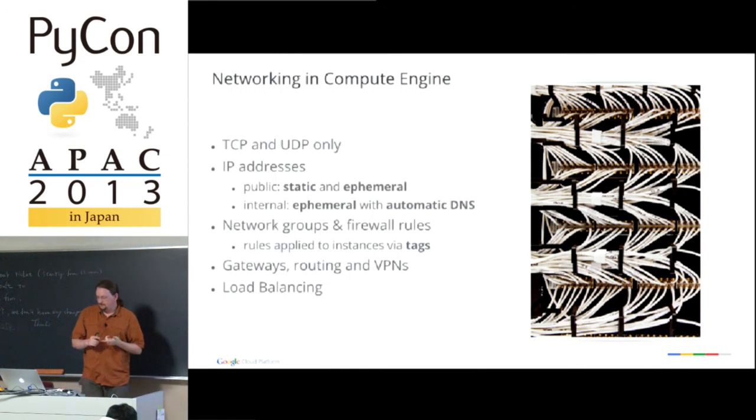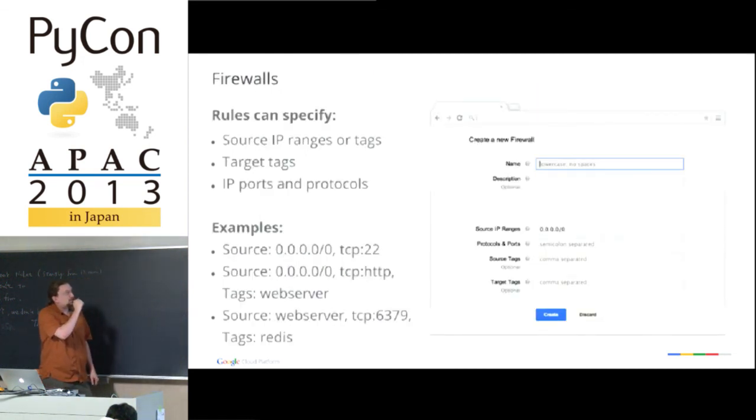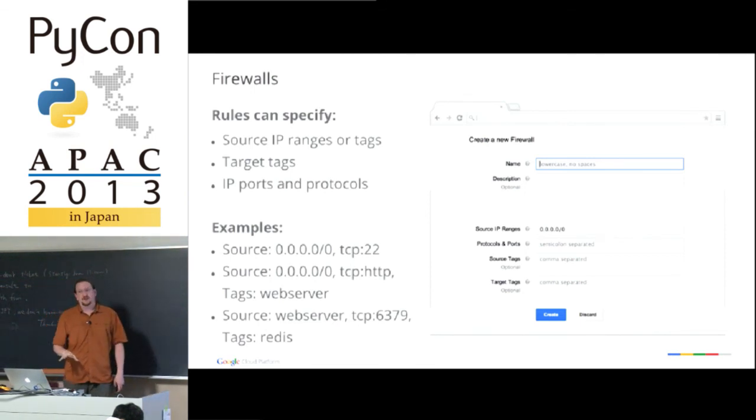And we have firewalls and network groups that I'll talk about, and also routing and load balancing. So let's talk about network stuff for a bit. So firewalls. First off, all of these instances, even when they have a public IP address, are firewalled off, and the only thing allowed is SSH over port 22 by default. So you can get in. Nothing else.